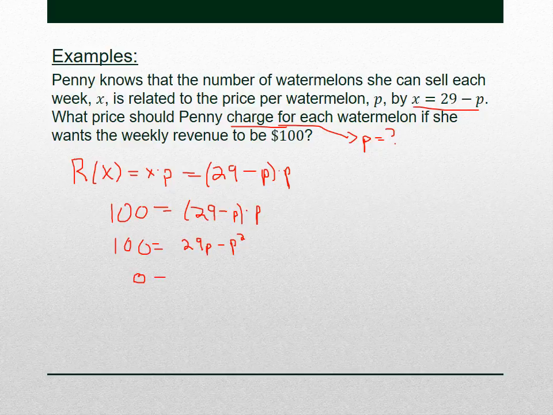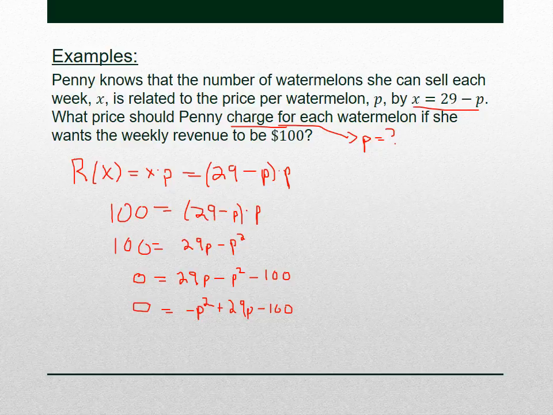And the way we want to solve these quadratics is to get a 0 on one side of the equation. So how do we get a 0 on the left side? Well, let's subtract 100. And we get 29P minus P squared minus 100. It might be easier if we wrote this as minus P squared plus 29P minus 100.